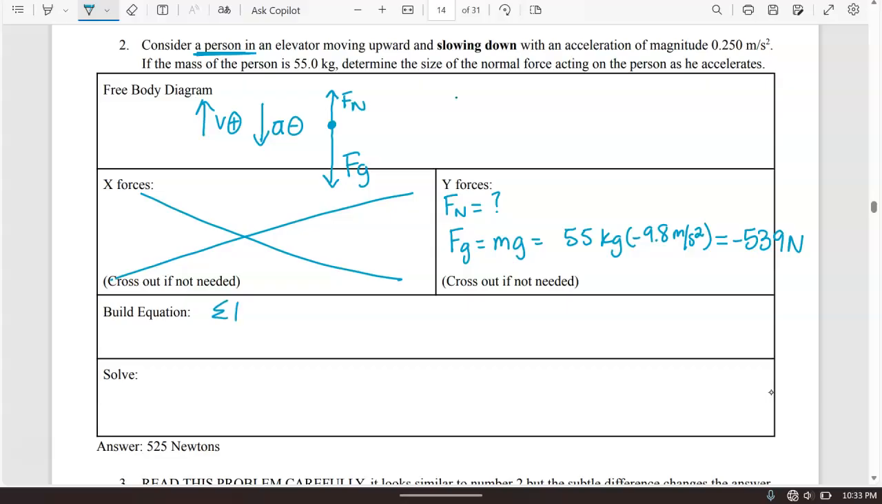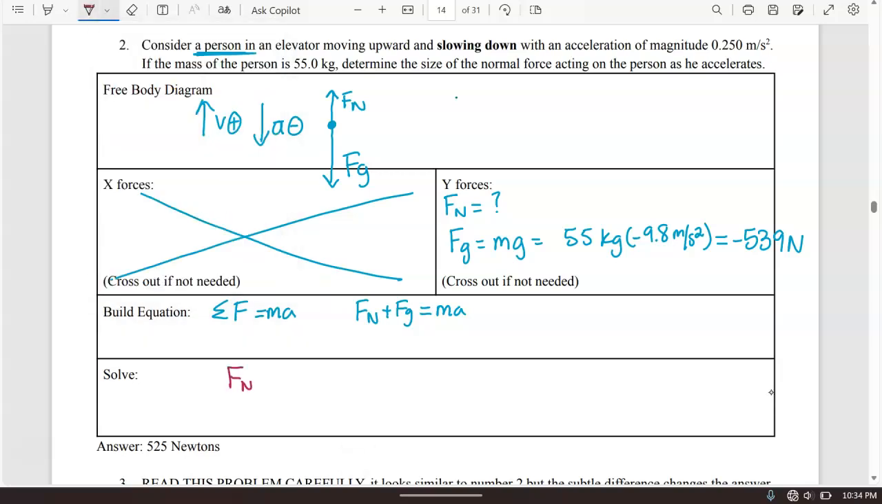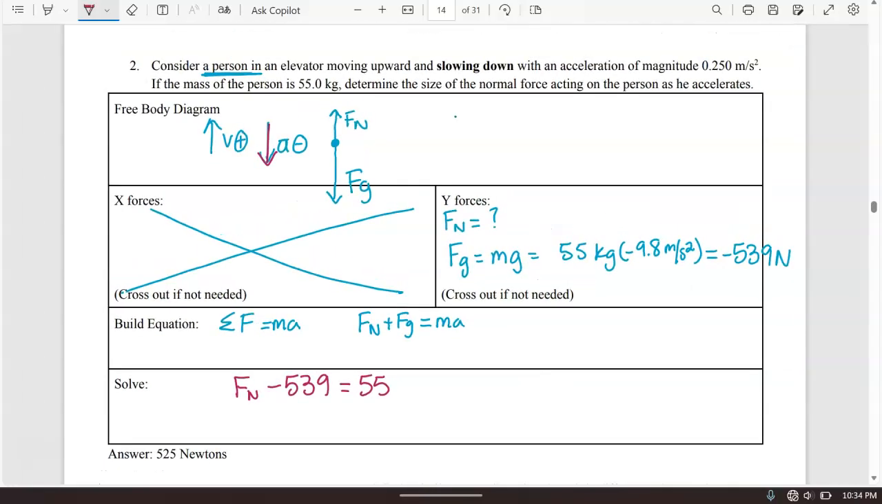Now I'm going to set up my net force equation. We are accelerating, so this will be equal to ma. This will be normal force plus force of gravity equals that mass times acceleration. When I go to plug in here, my normal force, we don't know it. My force of gravity is negative 539. I check. Okay, that force is negative. My arrow's pointing down. Good. I plug in my mass. And then, since my acceleration arrow is pointing downward, that means the value I plug in for acceleration should also be negative. So that should be a negative 0.25.